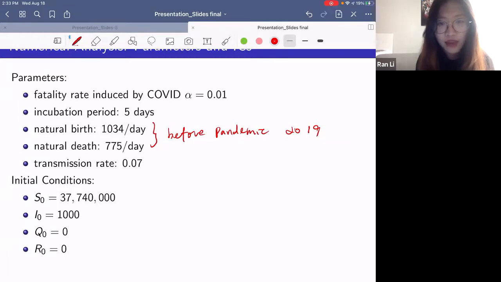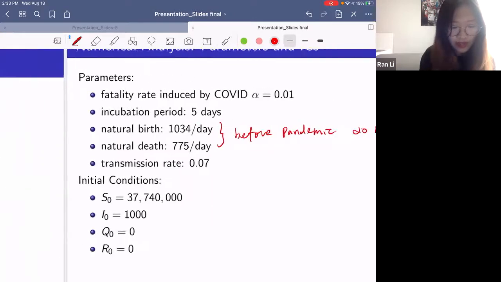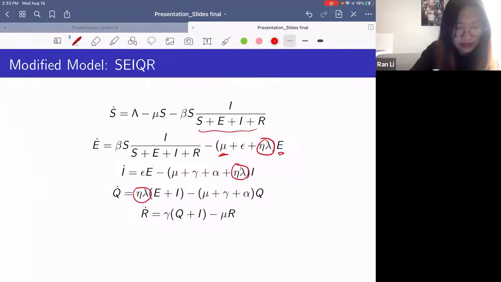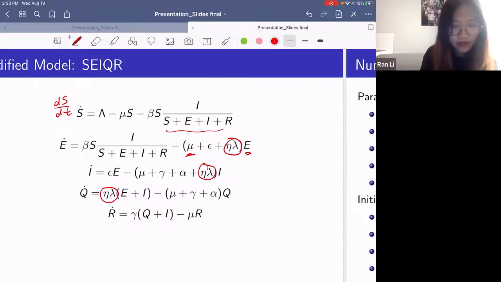Someone asked, does the dot above S, E, I, Q, R mean the time derivative for the updated values? Yes, exactly. This is just dS over dt, the time derivative.